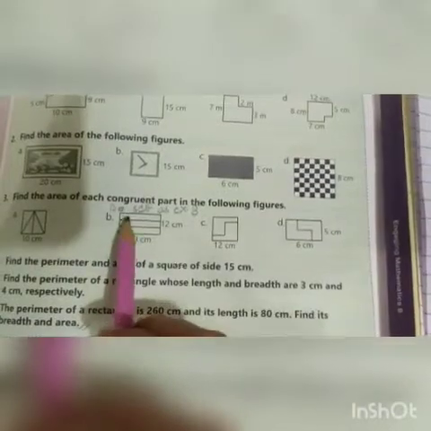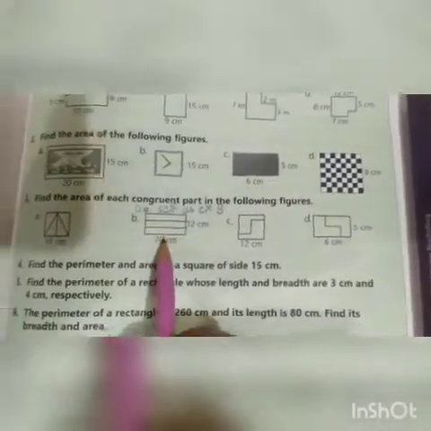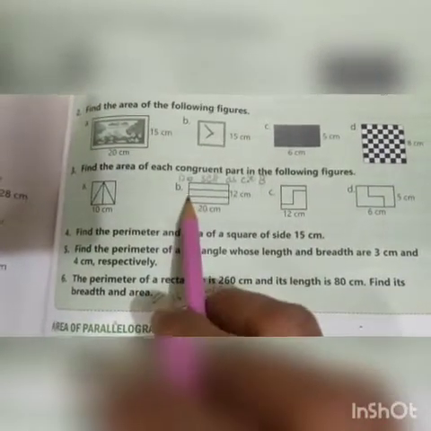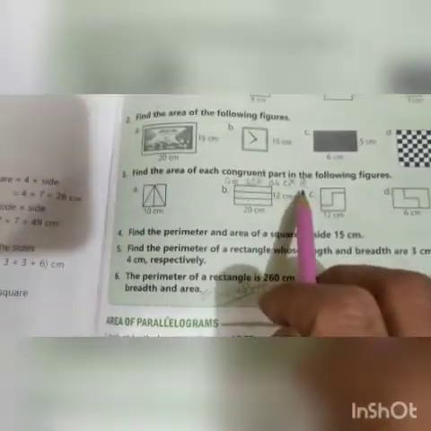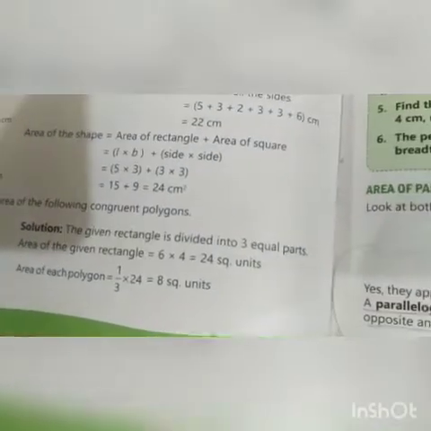Then, see B part. Here in B part, it is a rectangle, and this rectangle is divided into 3 parts. You will do this B part yourself as example 8. Here see. You will do this question, B part, yourself.